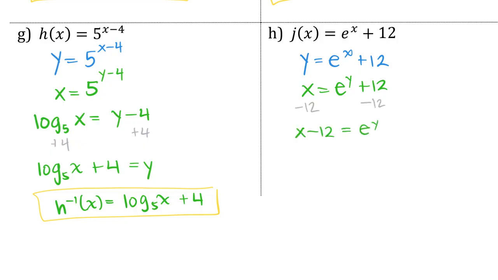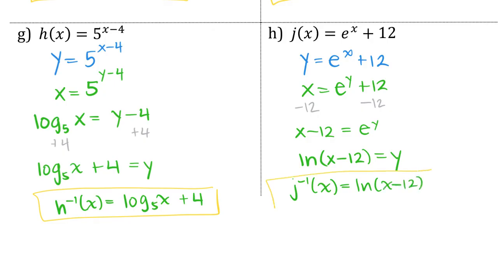Are we ready for logarithmic form? Yes. So log base e, instead of writing log base e, I'm going to say ln of x minus 12. I'm going to put the x minus 12 in parentheses because I'm logging the whole argument, and that equals y. Then we'll rewrite this as f inverse of x equals the ln of x minus 12.